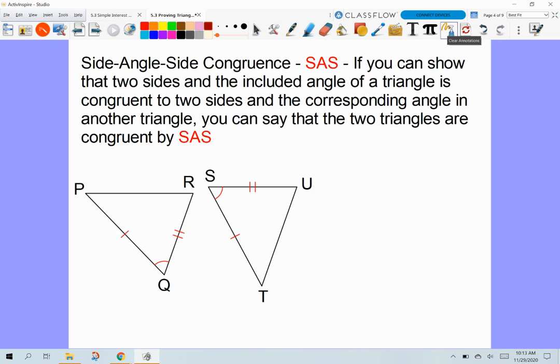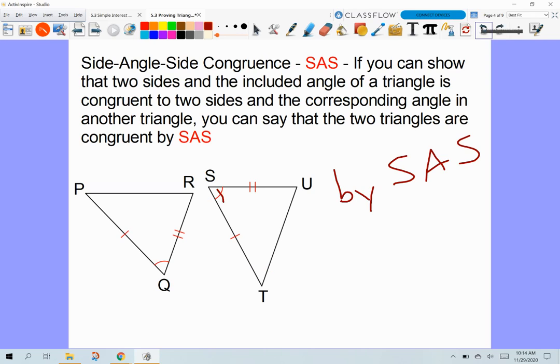Okay, so these 2 triangles, since I have a side and a side angle side, those 2 triangles, even though they're rotated and they're not situated the same way, those triangles are congruent by side angle side. So you've got to pay close attention to the pictures and where they are marked, because if this angle had been marked over here, those triangles wouldn't be congruent because the angles didn't correspond.